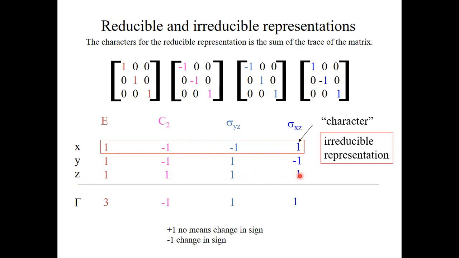So now one can add irreducible representations, and the result of that is called, in group theory, a reducible representation. If we add up all three irreducible representations, this gives a so-called reducible representation that would have the characters 3, -1, 1, and 1.